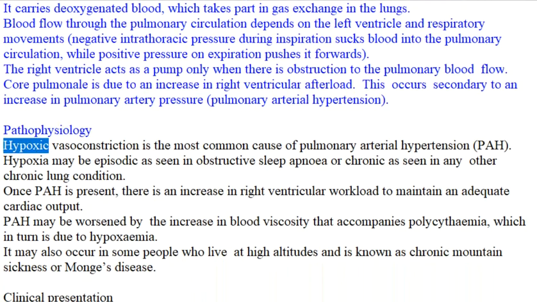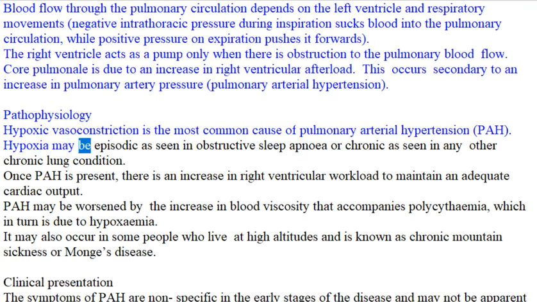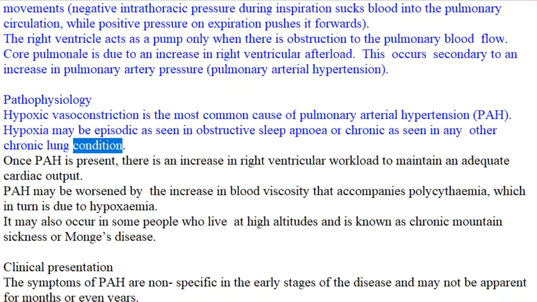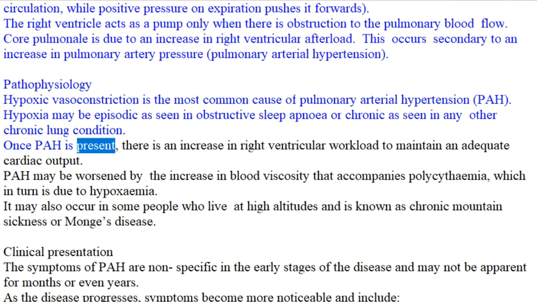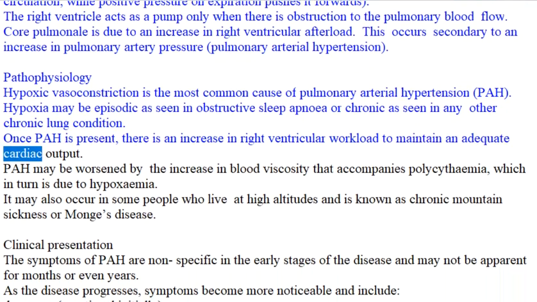Pathophysiology. Hypoxic vasoconstriction is the most common cause of pulmonary arterial hypertension, PAH. Hypoxia may be episodic as seen in obstructive sleep apnea or chronic as seen in any other chronic lung condition. Once PAH is present, there is an increase in right ventricular workload to maintain an adequate cardiac output.